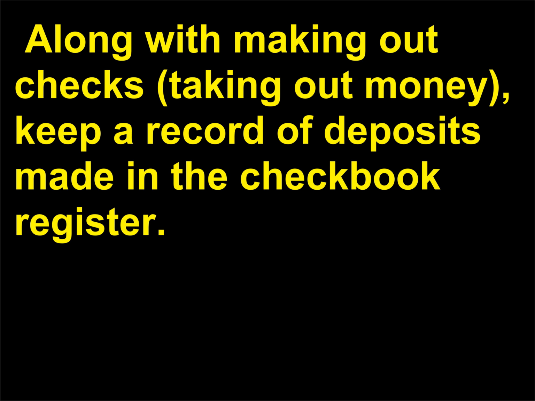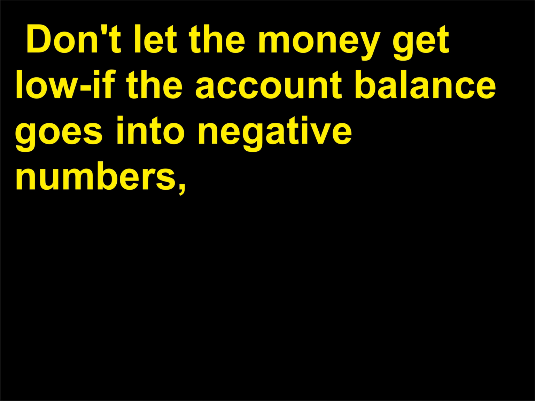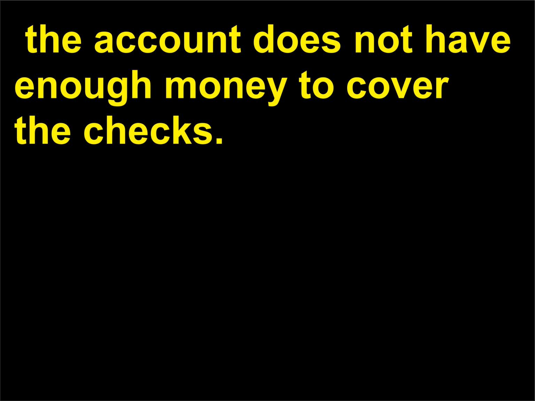Along with making out checks and taking out money, keep a record of deposits made in the checkbook register. Deposits are usually written in the positive column, plus, or credit. Don't let the money get low. If the account balance goes into negative numbers, the account does not have enough money to cover the checks.